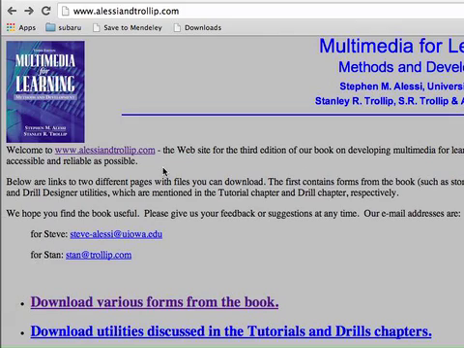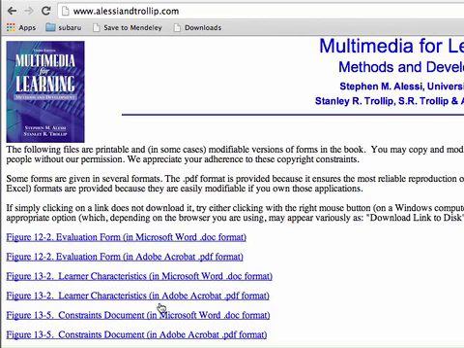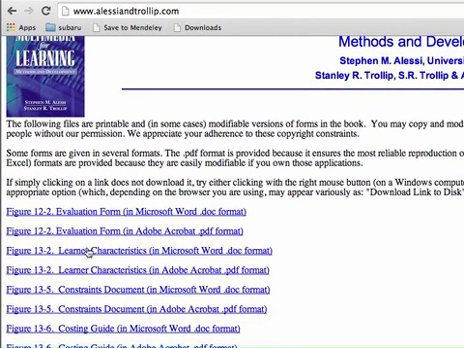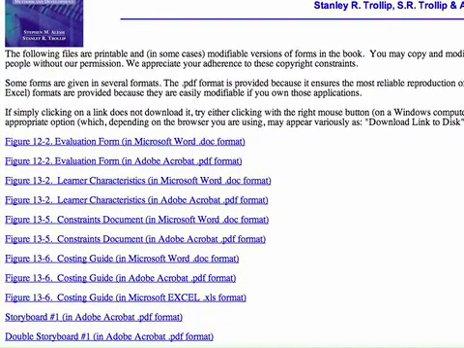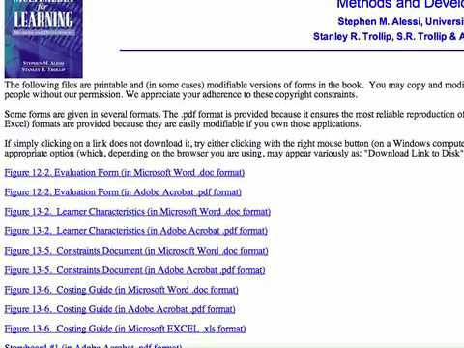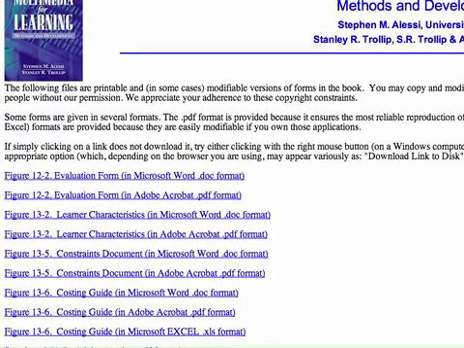And let me go back one. When you go to alessiantrollope.com, you'll see Multimedia for Learning. Welcome to Alessi. And down here, download various forms of the book. And that's where you'll see the evaluation forms, learner characteristics, constraints. These are all excellent documents that are not only provided in their book, but they've provided for you to use. There's even storyboarding forms and things like that. So if you don't have the book, by all means, look at the resources, because they're excellent.